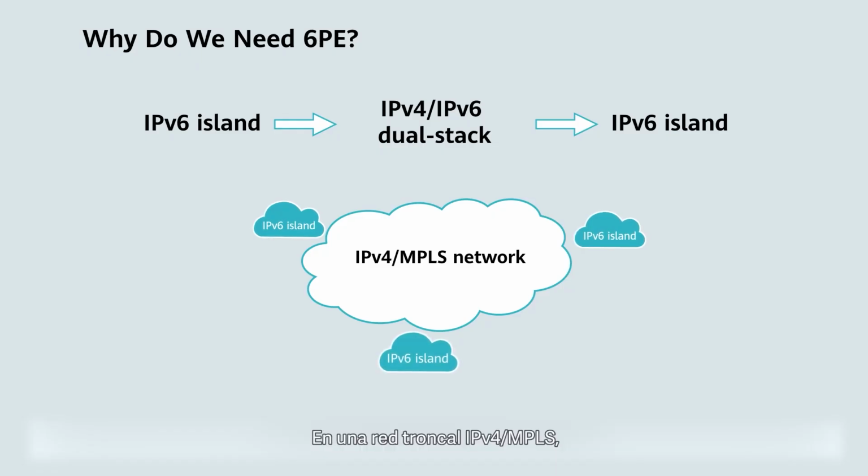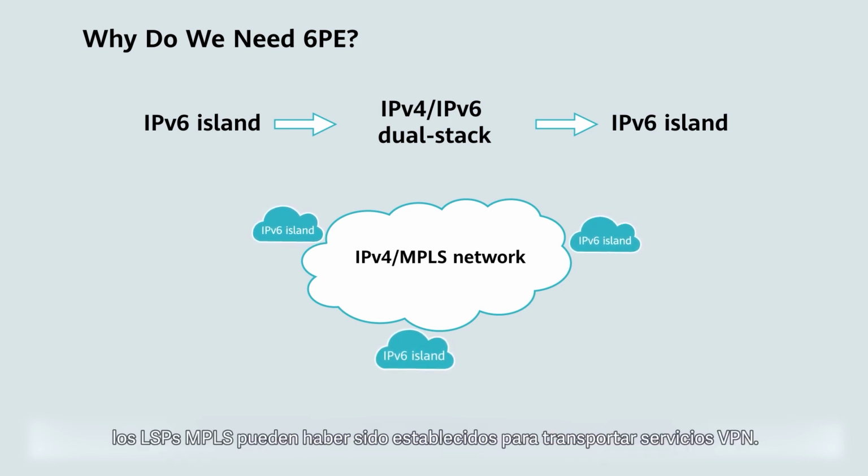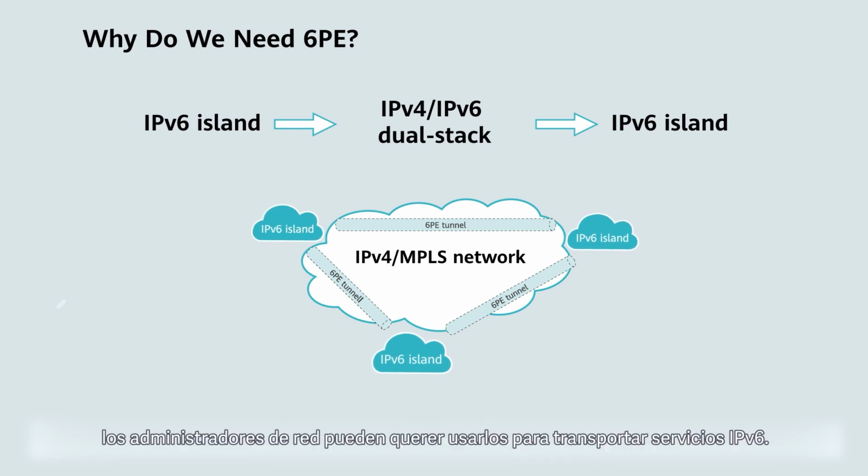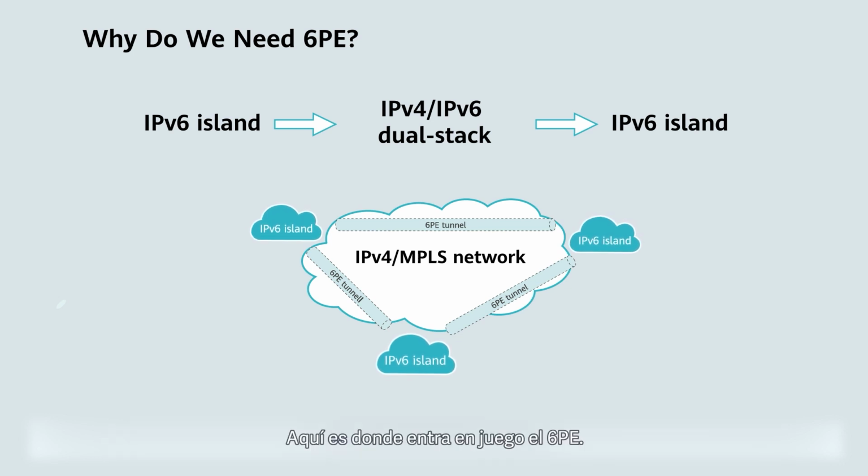On an IPv4 or MPLS backbone network, MPLS LSPs may have been established to carry VPN services. If such MPLS LSPs already exist, network administrators may want to use them to carry IPv6 services. This is where 6PE comes in.